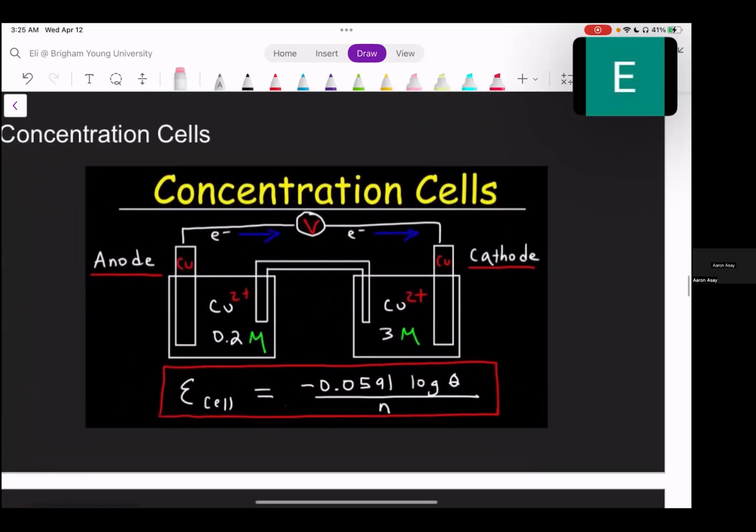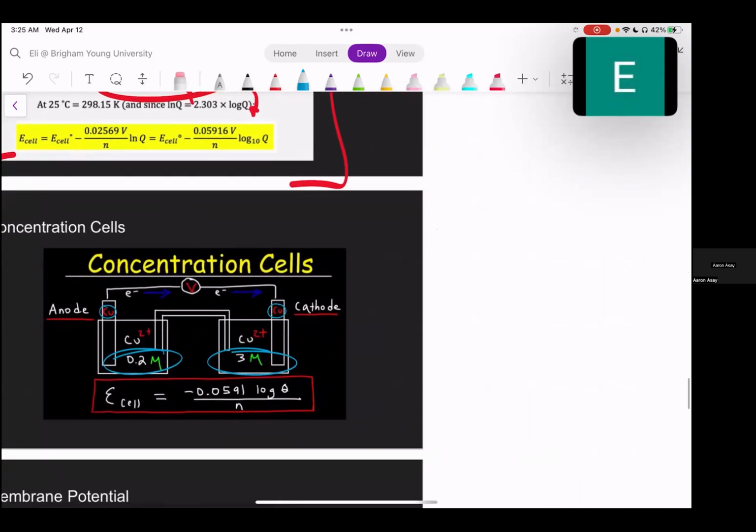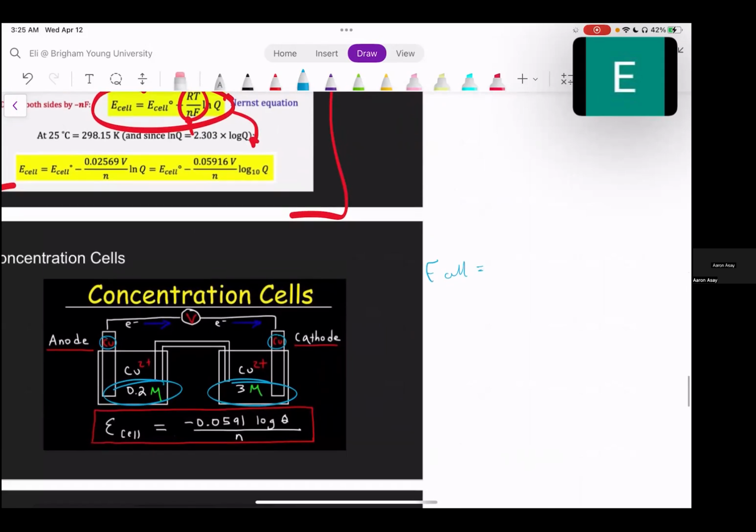This is kind of a neat example here. We have copper on both sides. It's the exact same thing. We have our salt bridge, but what's differing here is the concentration of Cu2+, the aqueous concentration of that. And you're able to use this same Nernst equation, right? So you have your E cell, and that's going to be your E cell naught minus RT over NF of ln Q.